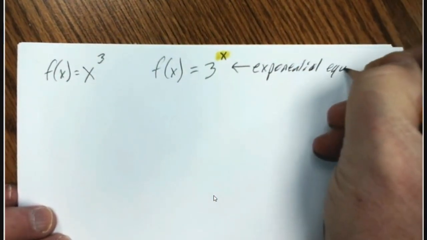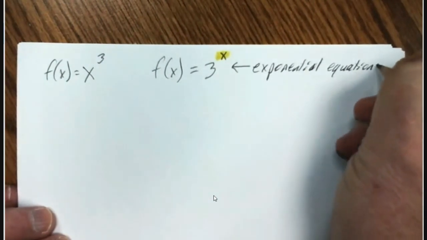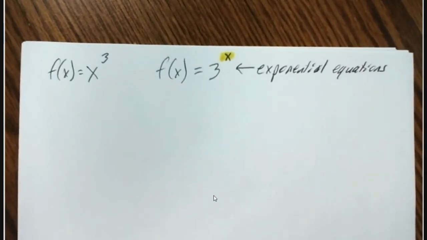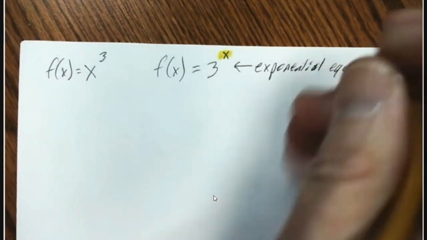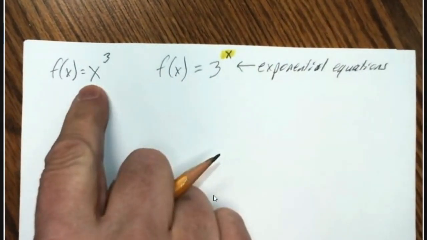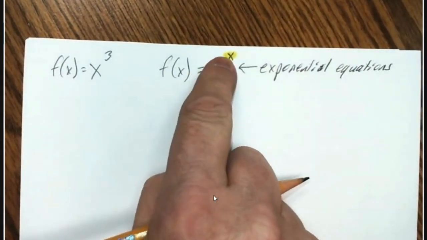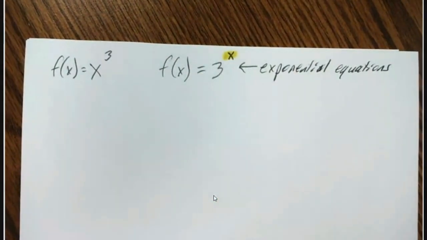So we just need to make sure we have that clear when we're going through this. We've got to remember what an exponential equation is. Just because there's an exponent doesn't mean it's an exponential equation unless the exponent is the variable. All right, so let's look at that.